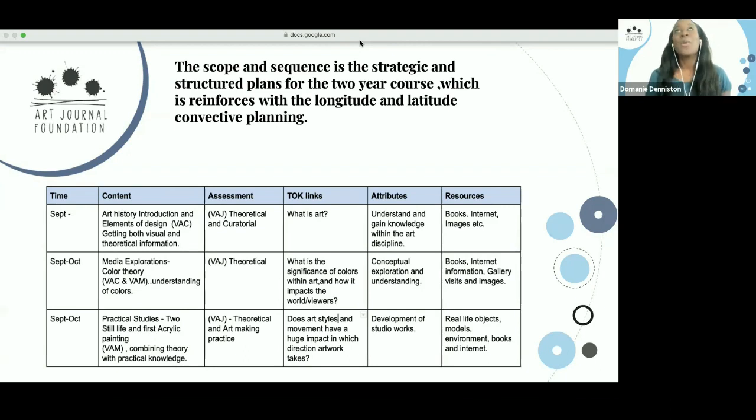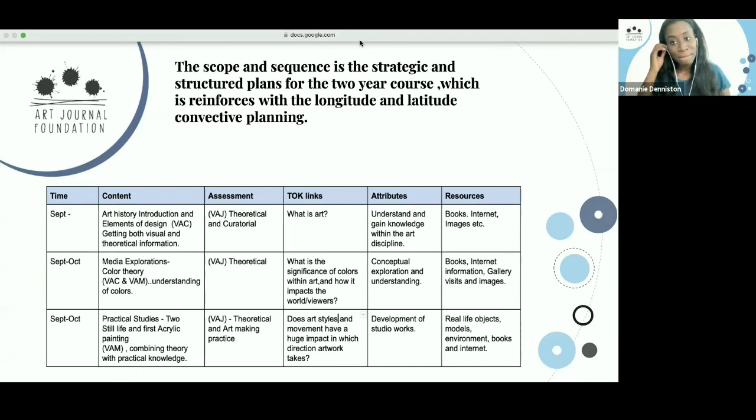Okay, so when we're trying to map our ATL skills along with our teaching and learning skills, it is not isolated. When it comes to IB and the visual art course, I think it is one of the easiest ones to think about not in isolation, because every ATL skill that is in there is what we're using in our classroom every day.